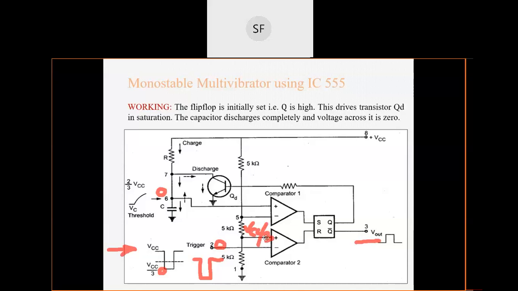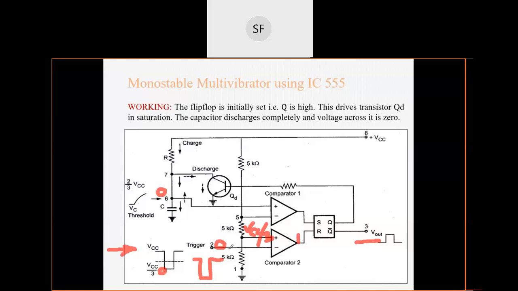ओके, so the voltage at non-inverting terminal is VCC by 3, and voltage at inverting terminal will be 0. So what will be the output of comparator 2? Which one is greater? Voltage at positive terminal is greater. So that means the output of comparator 2 will be 1. अगर पॉजिटिव टर्मिनल पे ज़्यादा वोल्टेज है तो 1 आएगा, अगर नेगेटिव टर्मिनल पे ज़्यादा वोल्टेज है तो 0 आएगा आउटपुट.